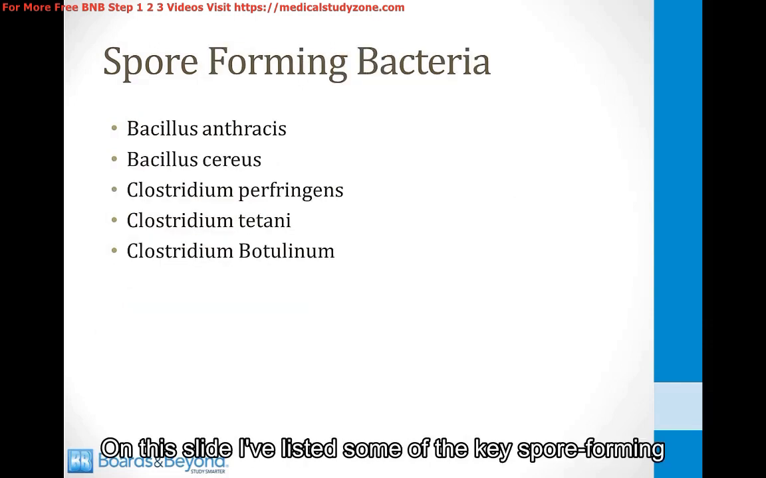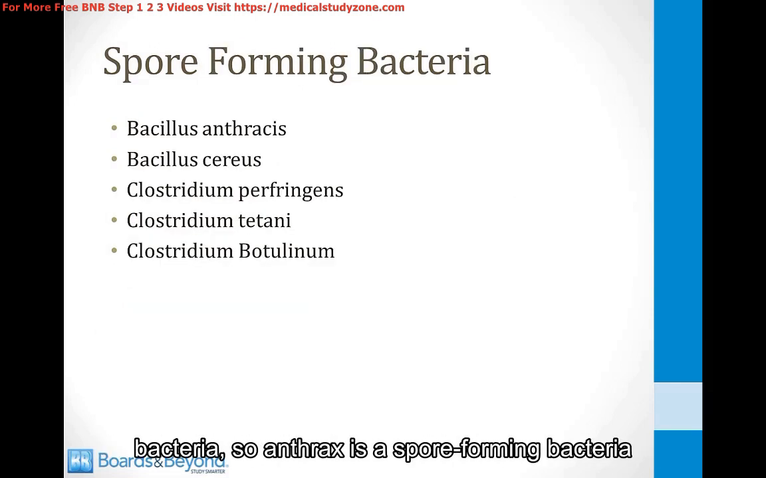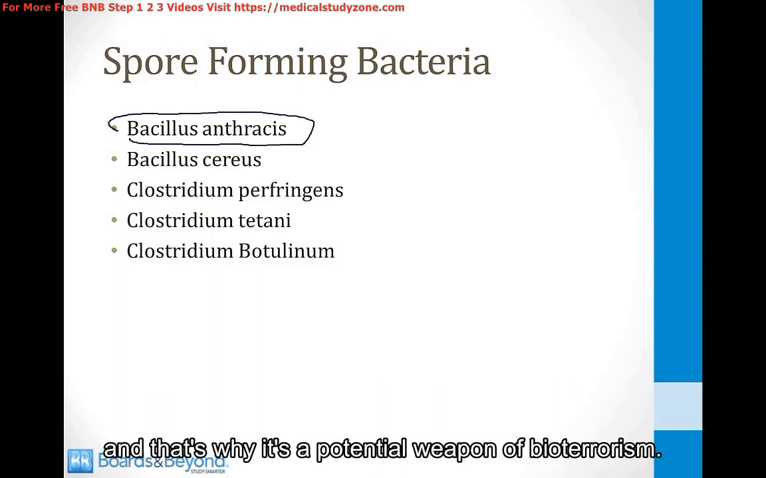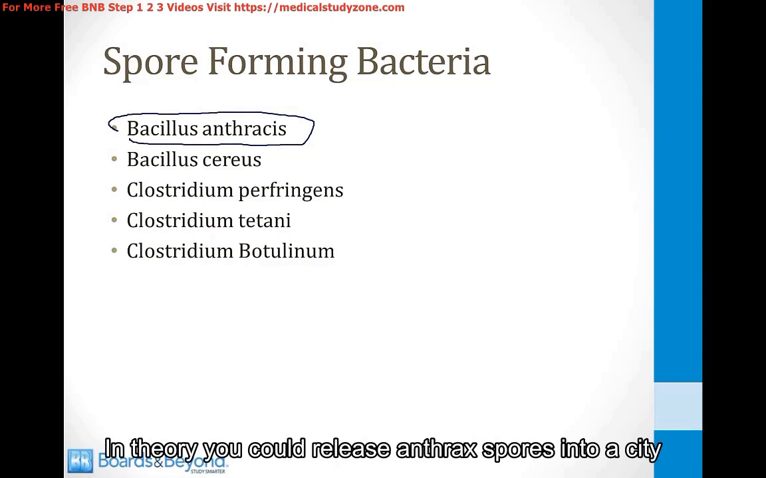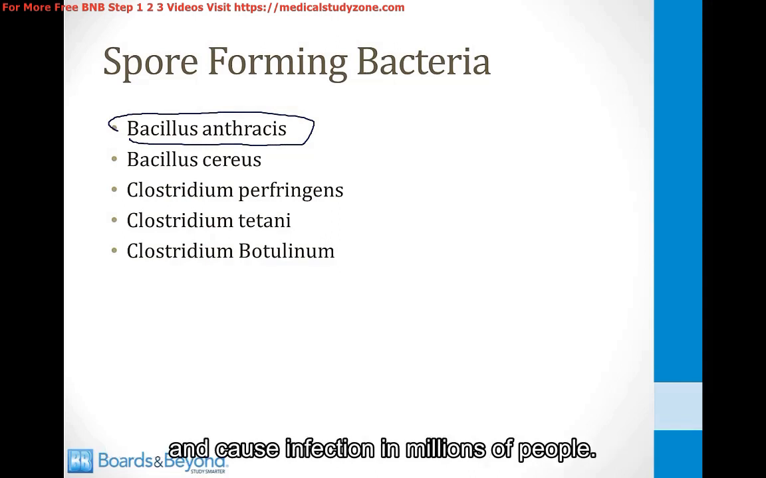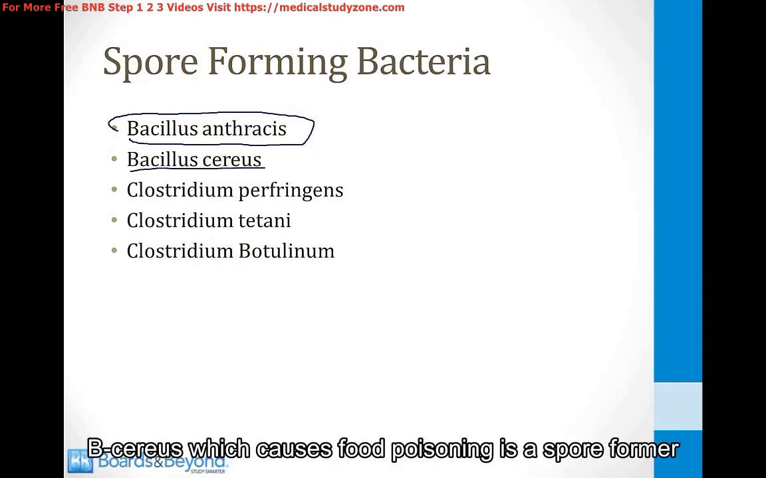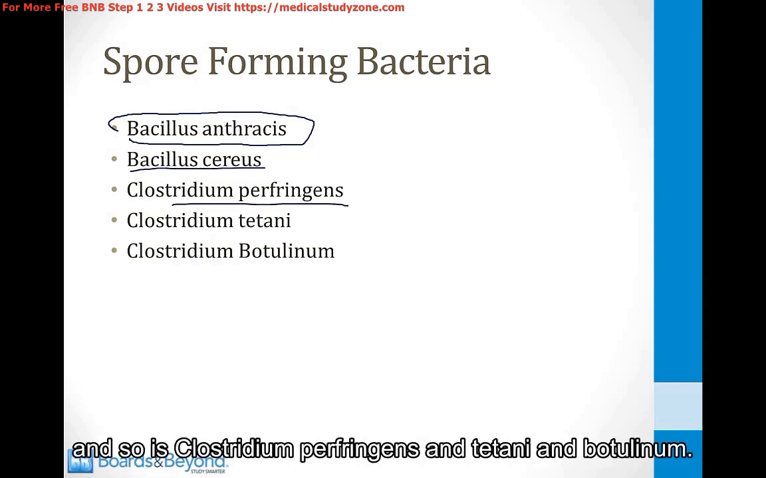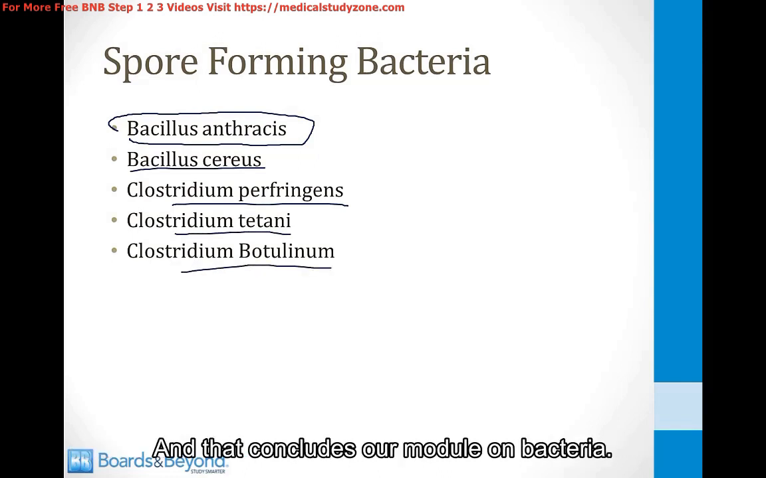On this slide, I've listed some of the key spore-forming bacteria. So anthrax is a spore-forming bacteria, and that's why it's a potential weapon of bioterrorism. In theory, you could release anthrax spores into a city and cause infection in millions of people. B. cereus, which causes food poisoning, is a spore former, so is Clostridium perfringens, and tetani and botulinum. And that concludes our module on bacteria.